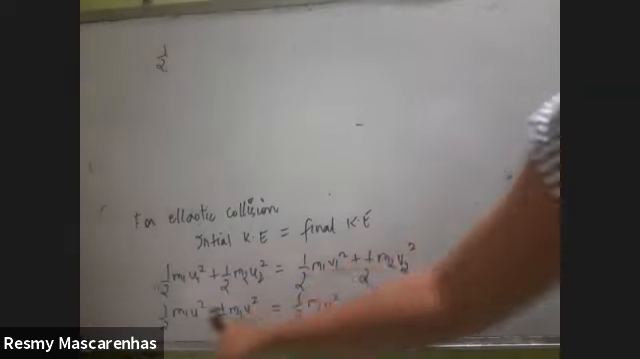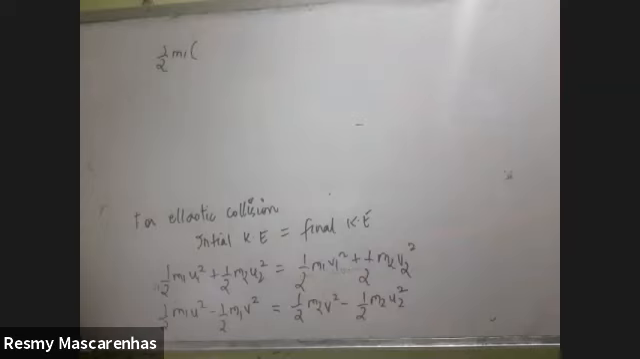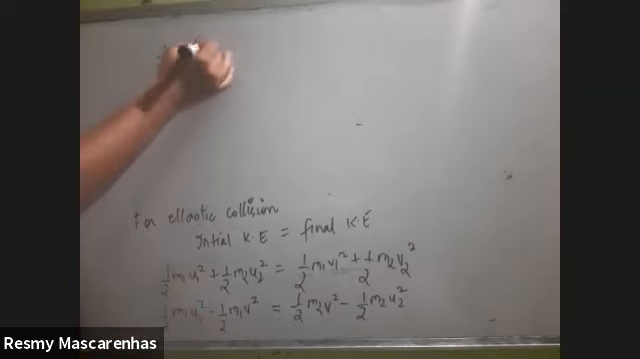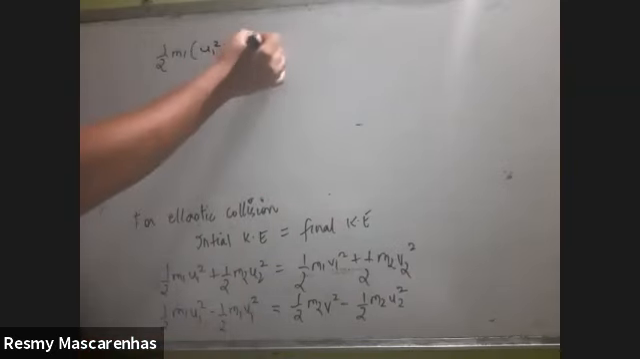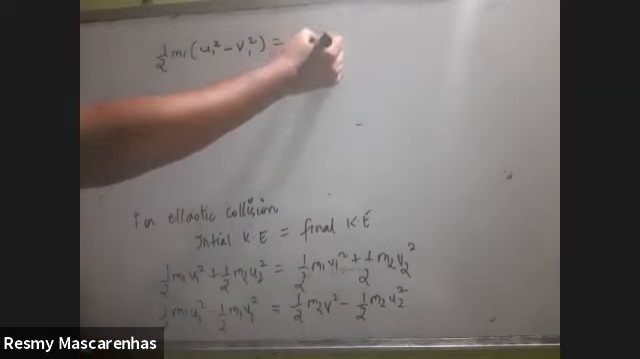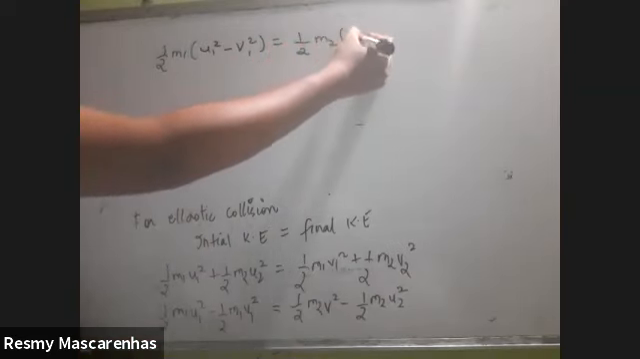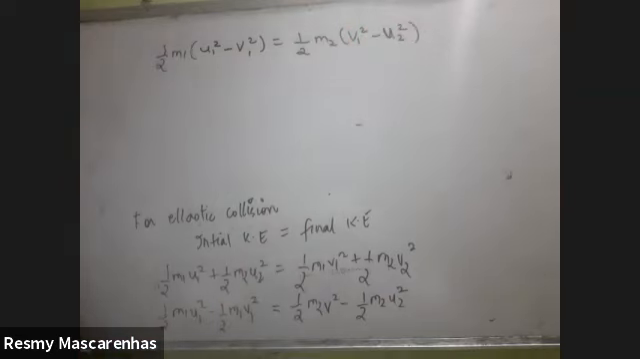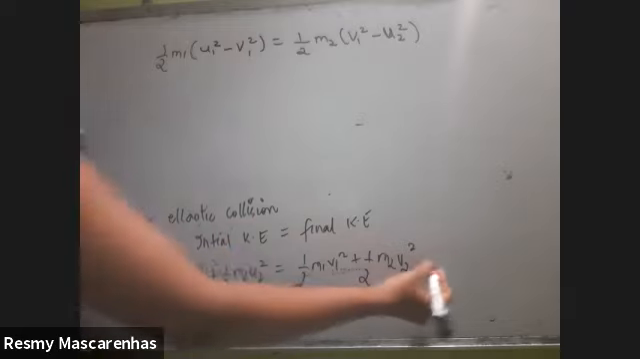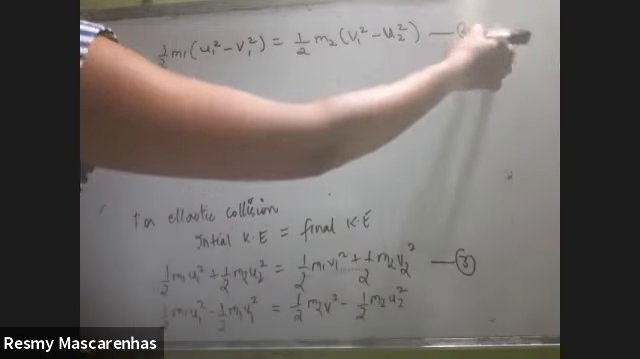Okay, so here half m1 you can take out common. If you take half m1 common, what will remain inside is u1 square minus v1 square. Here also take out half m2 common. So this will be v1 square minus u2 square. This you mark as equation 3 and this you mark as equation 4.